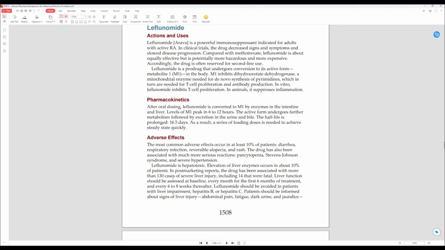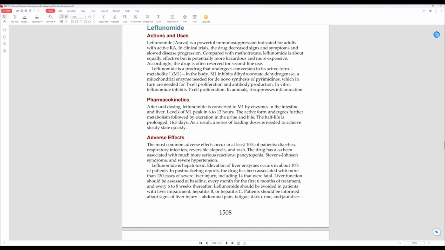Leflunomide is a prodrug that undergoes conversion to its active form, metabolite 1 (M1), in the body. M1 inhibits dihydroorotate dehydrogenase, a mitochondrial enzyme needed for de novo synthesis of pyrimidines, which in turn are needed for T cell proliferation and antibody production. In vitro, leflunomide inhibits T cell proliferation. In animals, it suppresses inflammation.